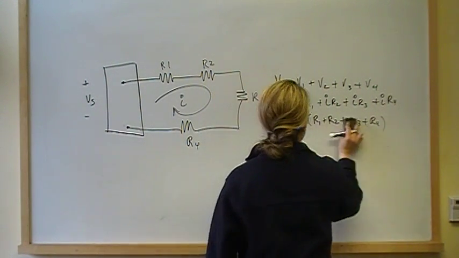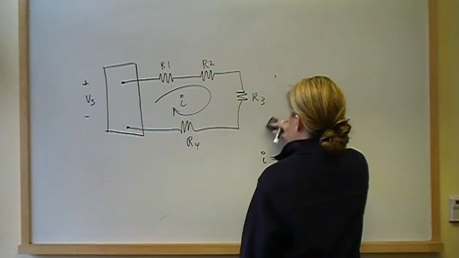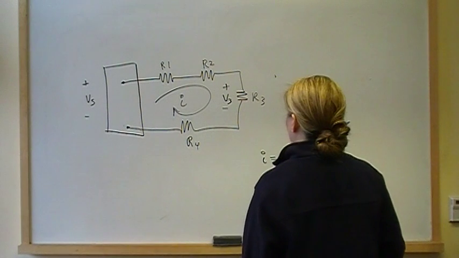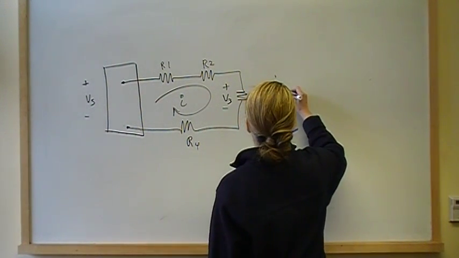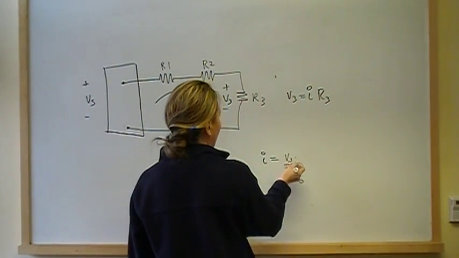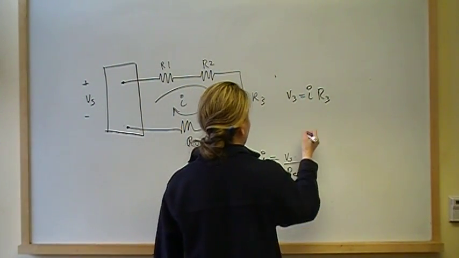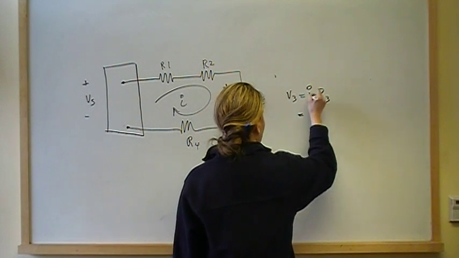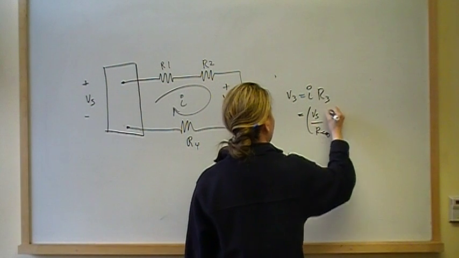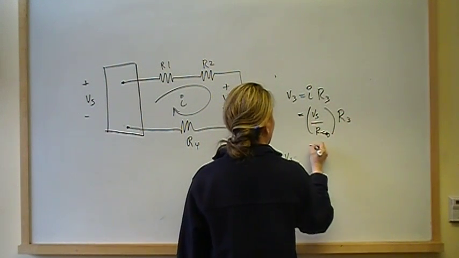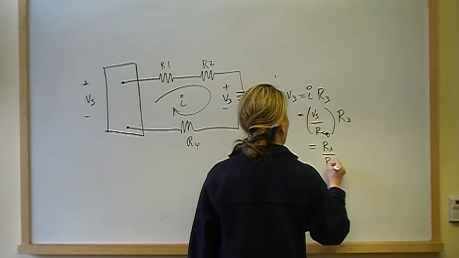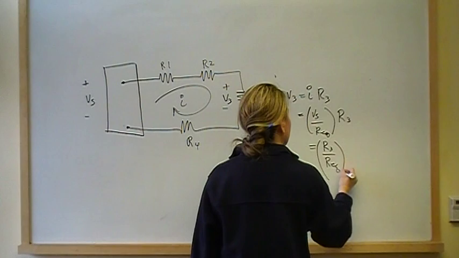Okay? So if I want to find out any of this, let's say I want to find out the voltage drop here, what's V3? They're connected in series, so I can say V3 is equal to IR3. Well, we just found I, right? It's V source divided by REQ. So then we substitute for the I, we have V3 equals V source over REQ times R3, and we can rewrite that as R3 over REQ times V source.